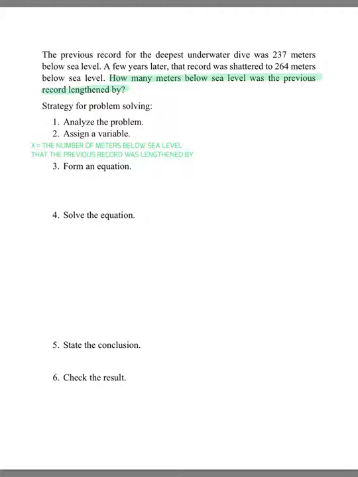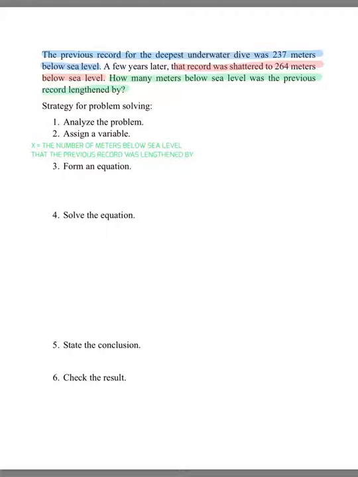Let us now go back to analyzing the word problem and see what other information we can extract. So what else do we know? Well, for starters, we know the previous record for the deepest underwater dive was 237 meters below sea level. And we also know that a few years later, that record was shattered to 264 meters below sea level. So let me go ahead and draw a picture of what's actually happening here.